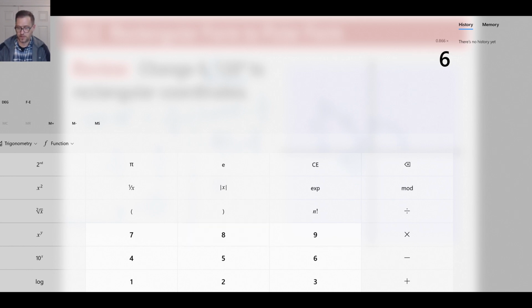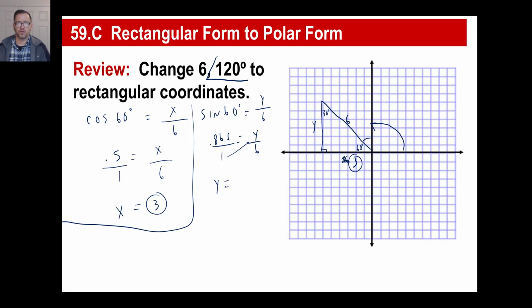0.866 times 6 equals 5.1, we'll just call it 5.2. So y is 5.2, all right? And don't forget, the way you're going to write this in rectangular coordinates, this is the x and this is the y. But remember, you're going to the left on this x value. So what you're going to have to write is -3 and then 5.2. The 5.2 is positive because the y is going up in value. So there you go. That's changing polar to rectangular and so on.